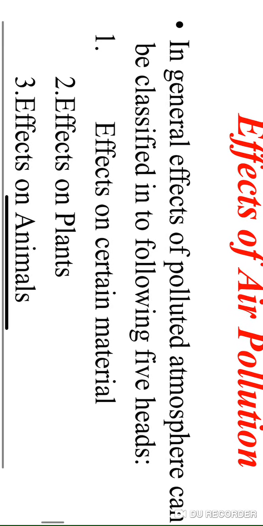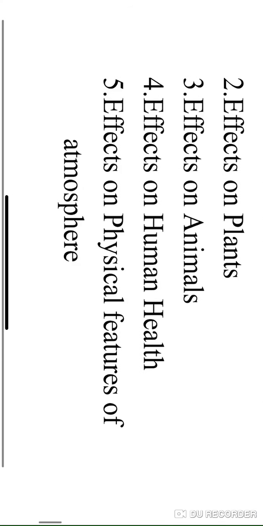The general effects of an air polluted atmosphere can be classified under the following 5 heads. What are these 5 heads? Effects on certain materials, effects on plants, effects on animals, effects on human health, and effects on physical features of the atmosphere. So we will see them one by one.